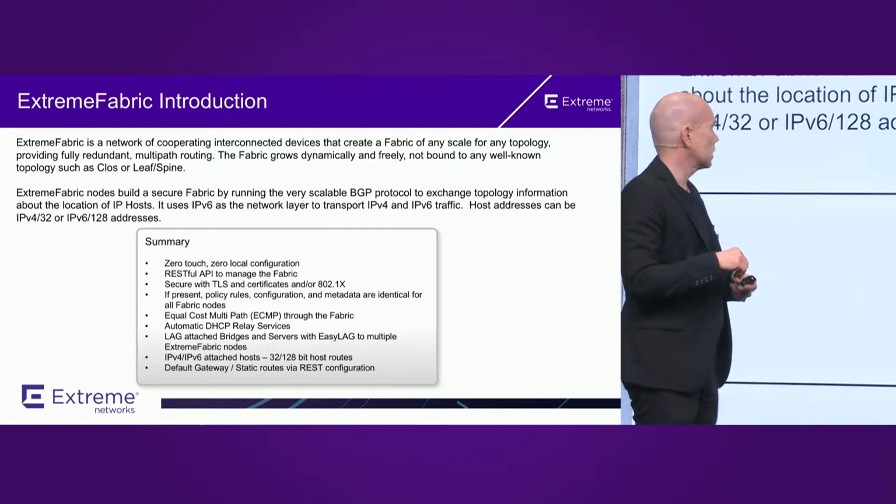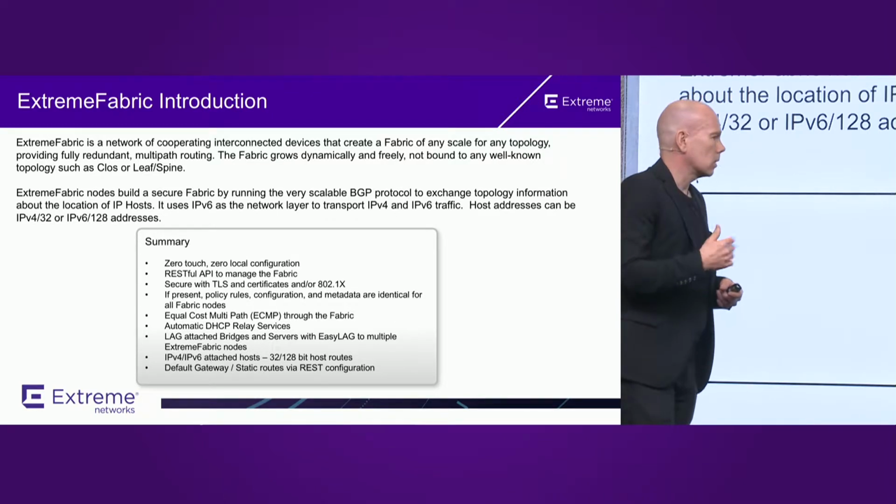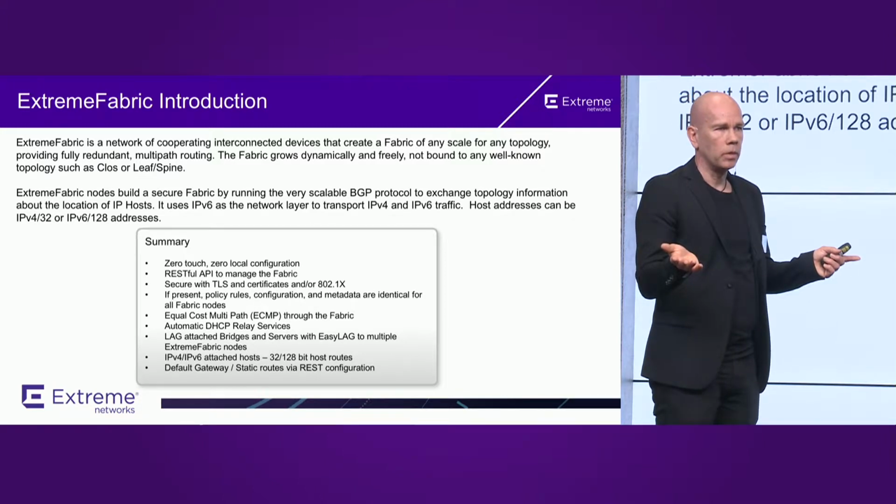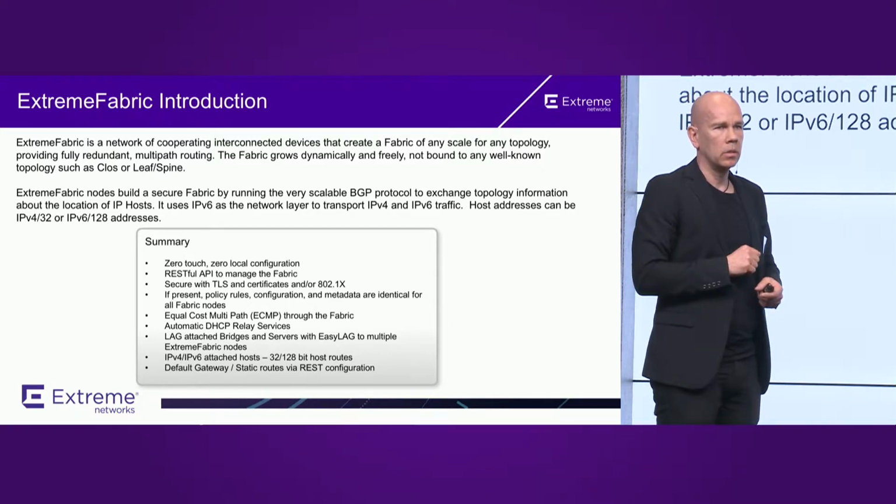Now, looking at the next one then, equal cost multipath. No rocket science. As we have discussed already, you have it within the fabric. The fabric as such does support 64 ECMPs by default.